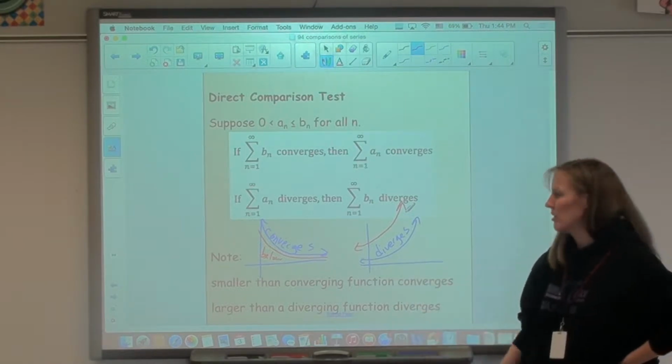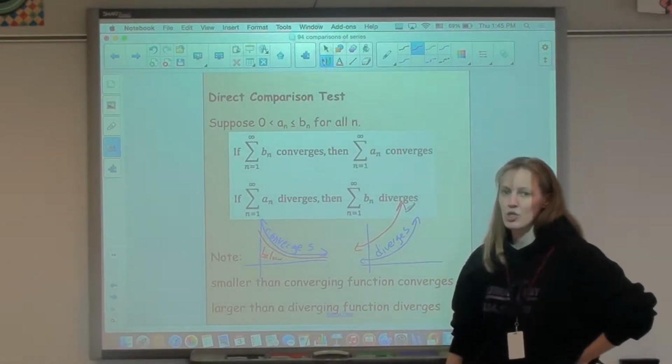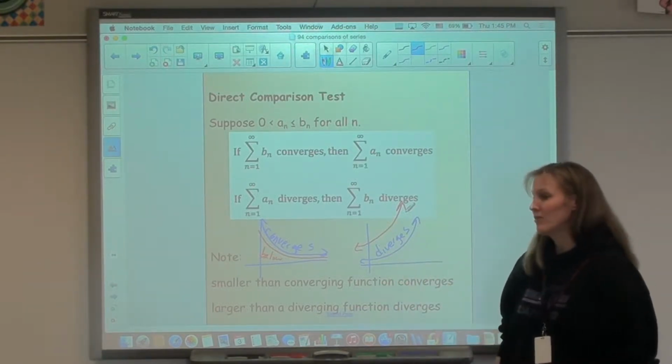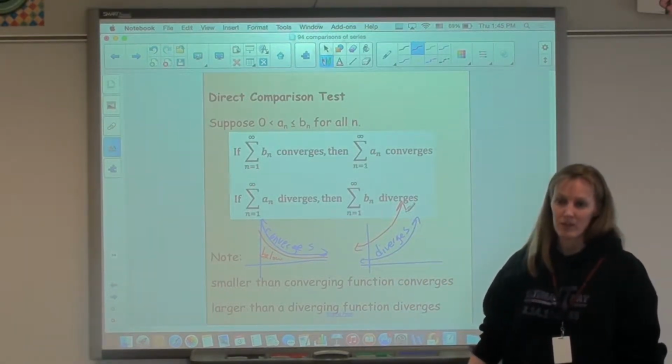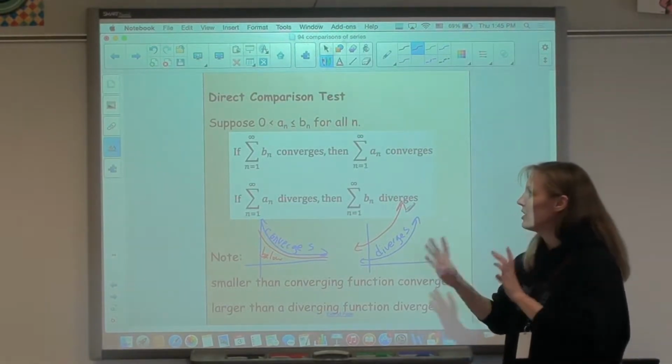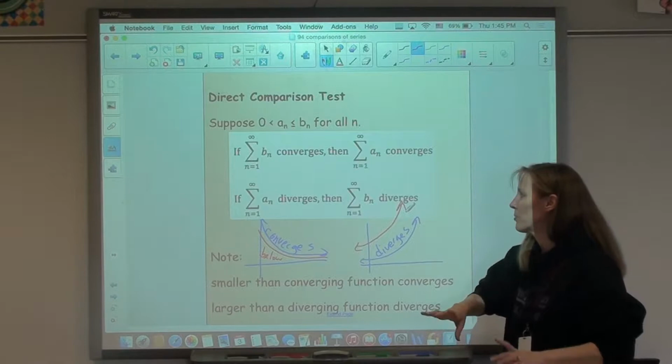What it doesn't take care of is, what if you're bigger than a converging function? Doesn't tell you anything. What if you're smaller than a diverging function? Doesn't tell you anything, right? So it's inconclusive.